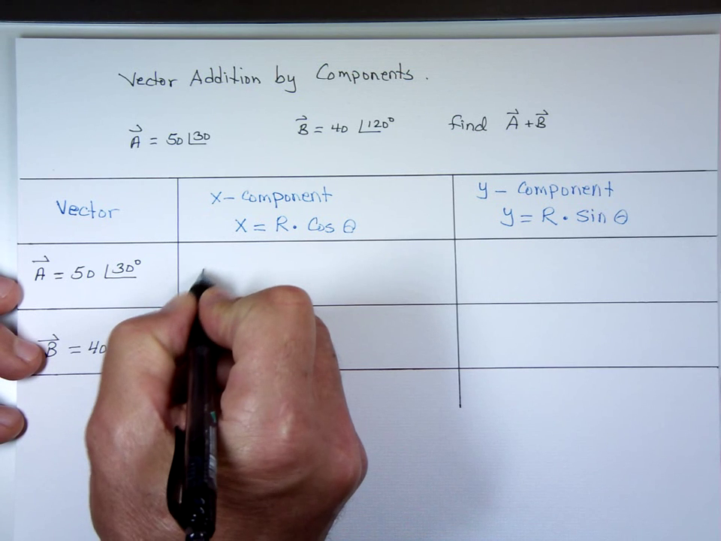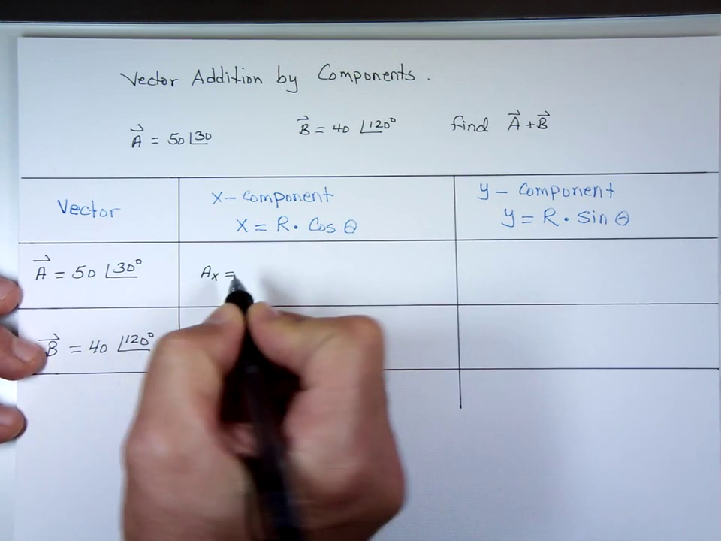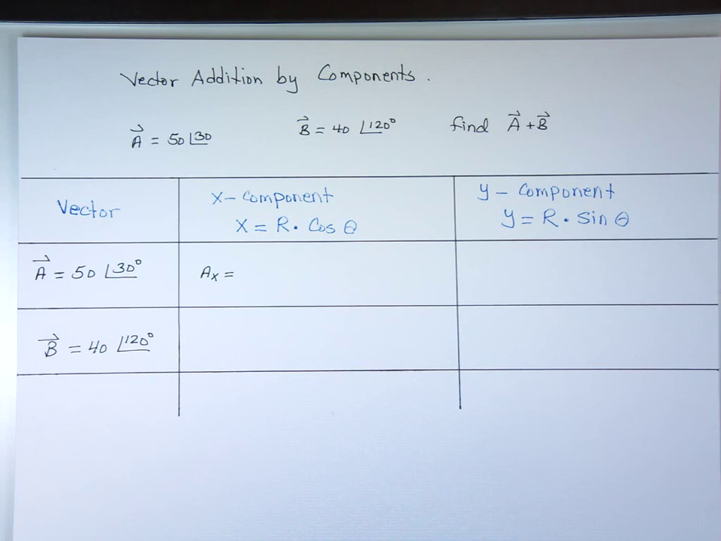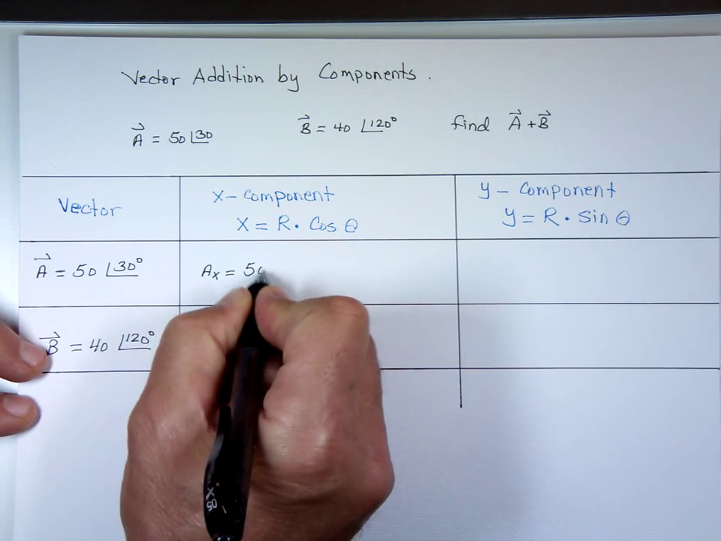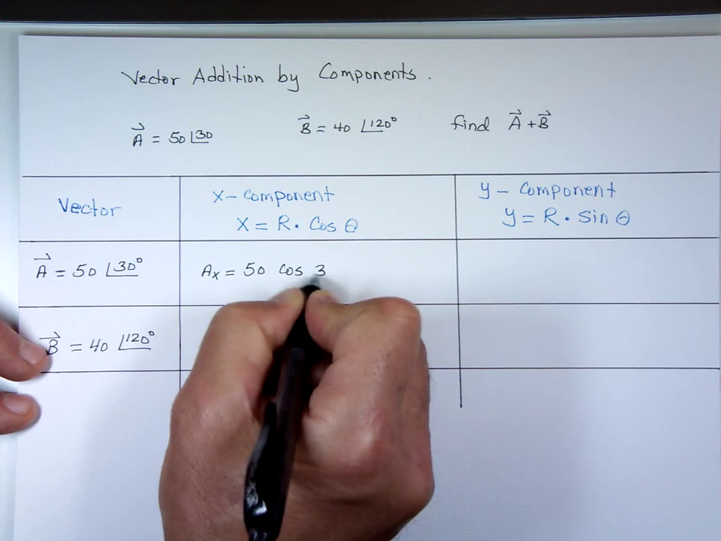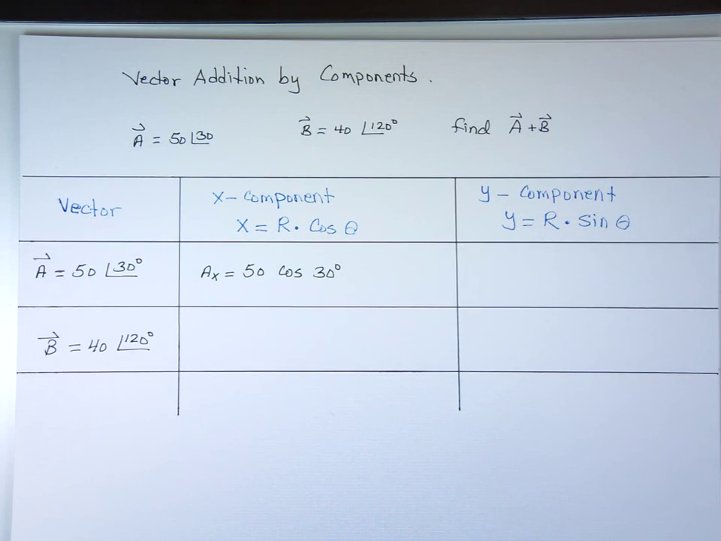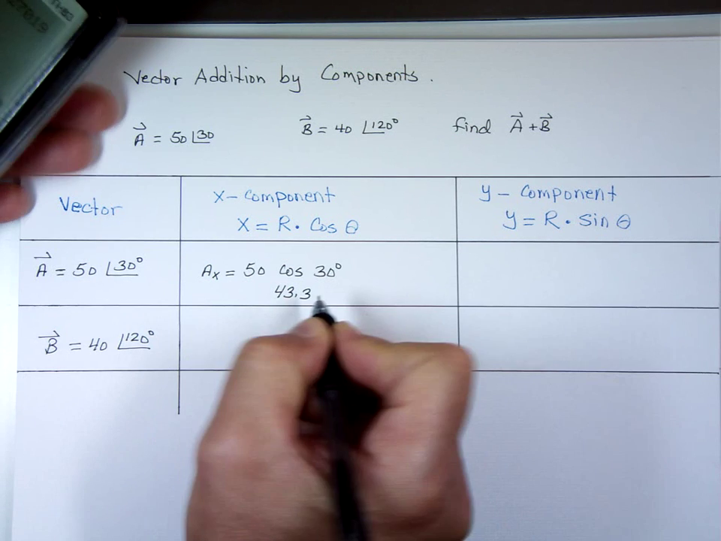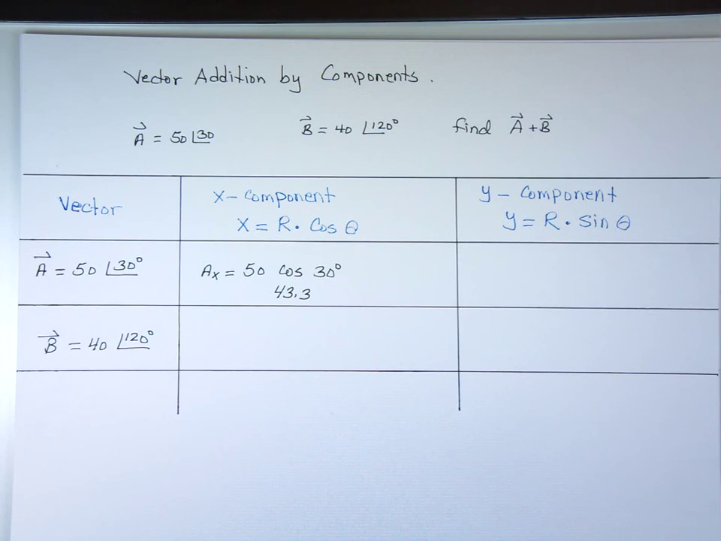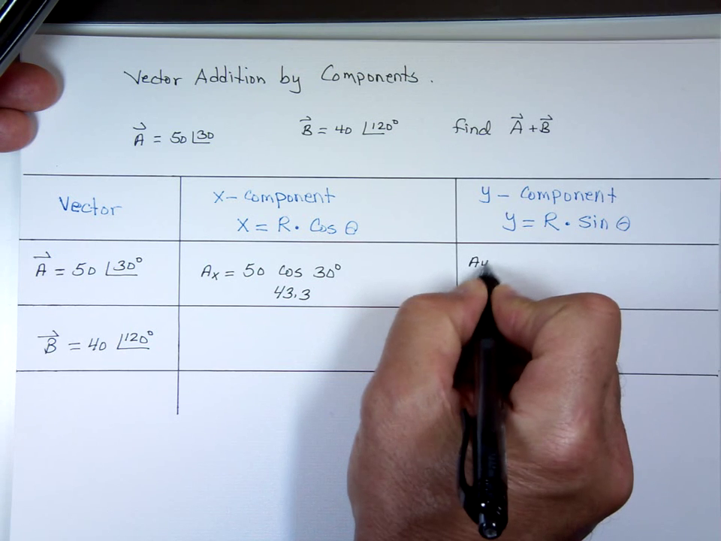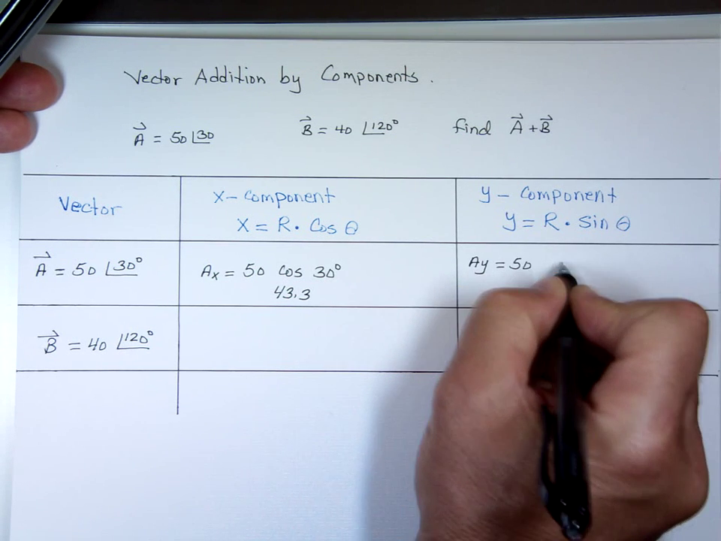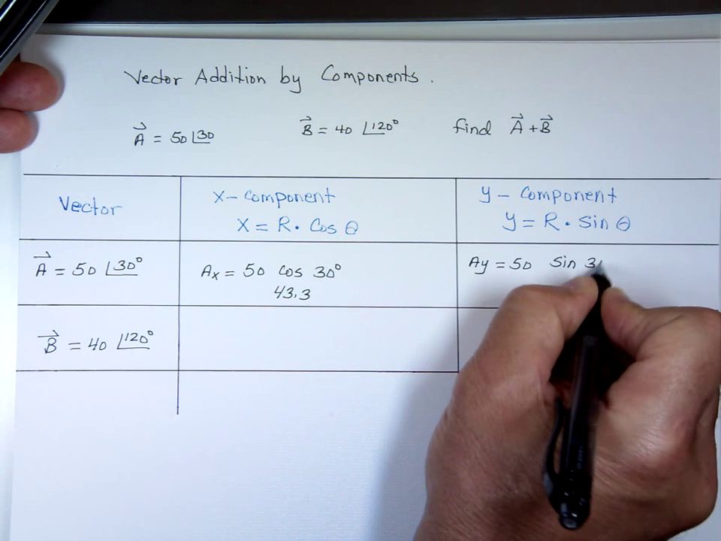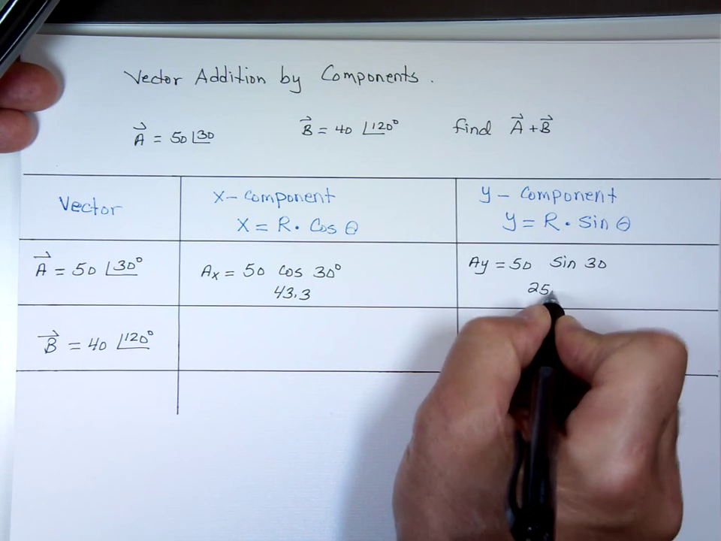I'm going to find the x component for vector A. That's what AX means, the x component of vector A. That's 50 cosine 30 degrees. And let me get my calculator ready. 50 cosine 30 degrees. 43.3. The y component of vector A, that's 50 sine 30 degrees. That is 25.0.